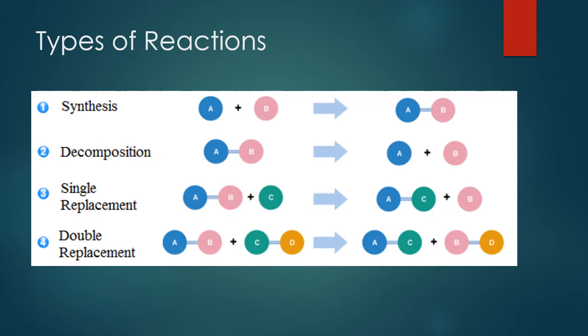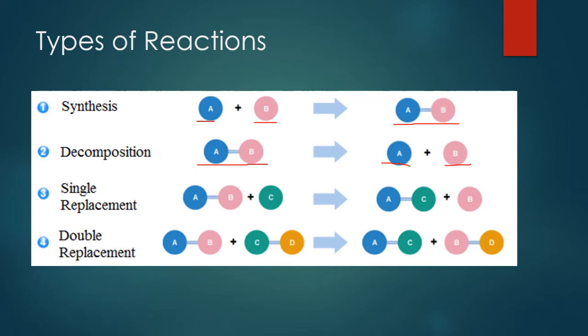So we have 4 different types, and you can find a list similar to this in your lab manual on page 51. So the first one is synthesis, also known as a combination reaction. With a synthesis or combination reaction, you have 2 elements combining to form a new bond. Next, we have decomposition, in which you have a chemical compound decomposing into 2 or more separate compounds or elements.